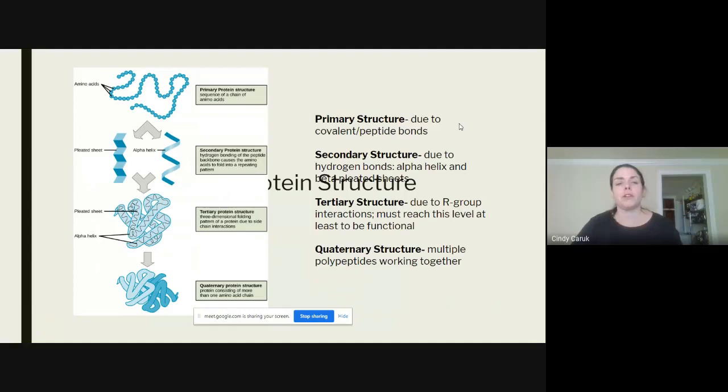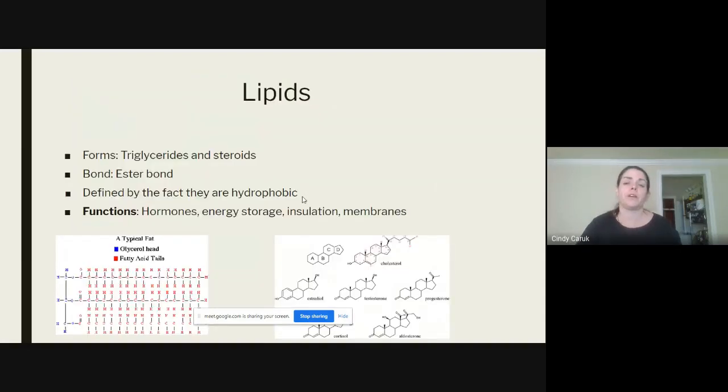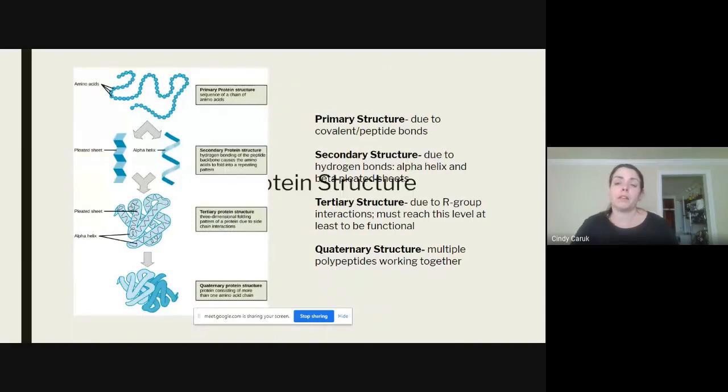Our primary structure, that's covalent bonds. Secondary structure, that is due to hydrogen bonds. So you have your alpha helix and your beta pleated sheet. Okay, so these are happening between amino acids that are not right next to each other. Then I am going to also have tertiary. This is our R group interaction. So these can be hydrophobic interactions, they could be ionic bonds, they can be disulfide bridges. This is the level it has to get to because now it looks 3D, okay?